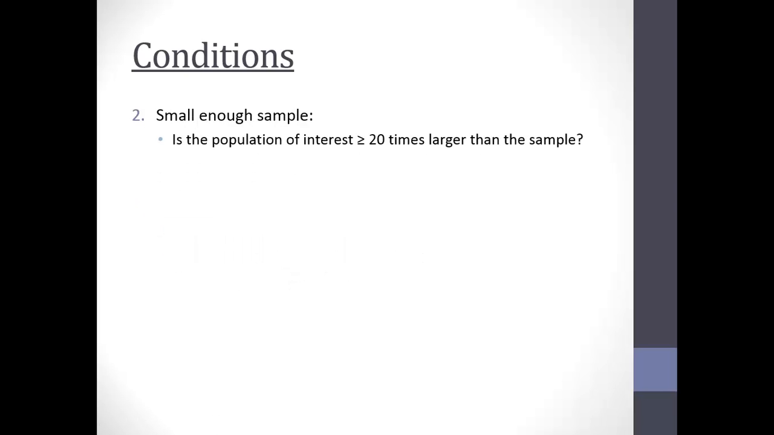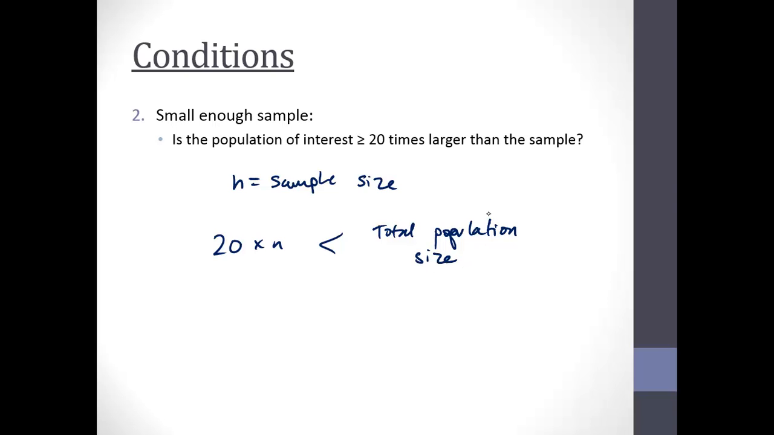The second condition is the same as well. The small enough sample condition is exactly the same: we want to make sure that our population of interest is at least 20 times bigger than our sample. Again, n is our sample size, so we want to make sure 20 times n is less than the total population size. So the first 2 conditions have stayed exactly the same.